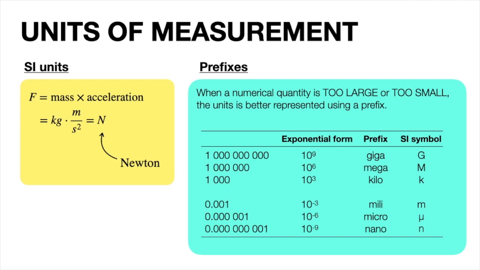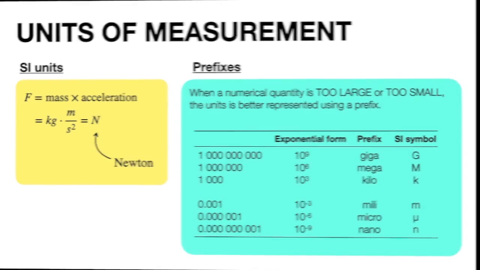In the case where the quantity is too small, for example, 0.001 or 10 to the power of negative 3 is equal to milli. 10 to the power of negative 6 is micro. And finally, 10 to the power of negative 9 is nano. So do we have to memorize this? Yes, of course, because you are an engineering student, so you have to know this by heart, okay? Many engineering calculations in other subjects and in other courses will adopt the same prefix.